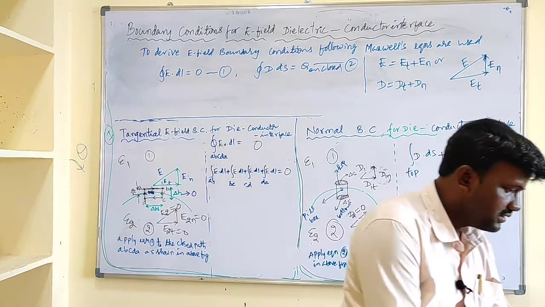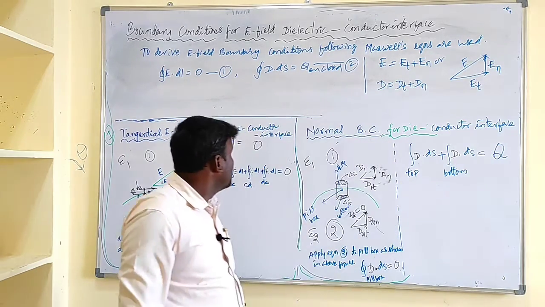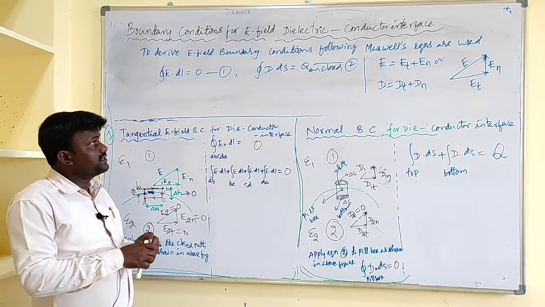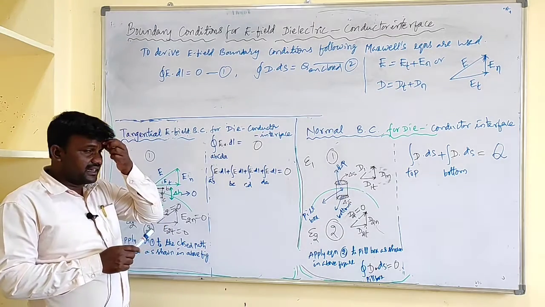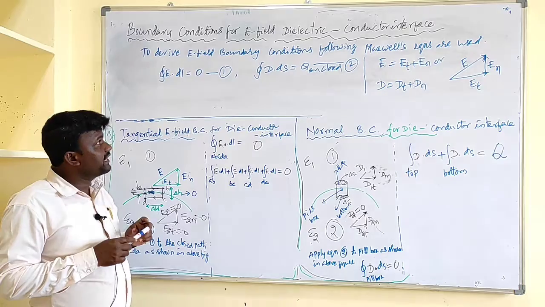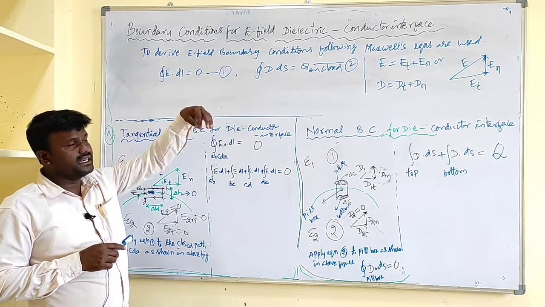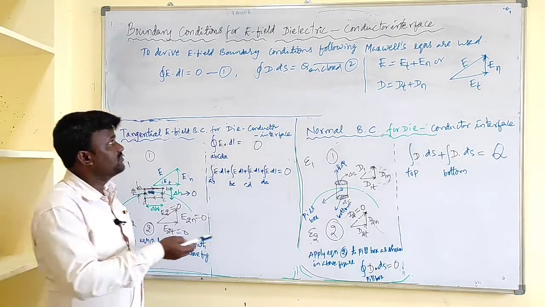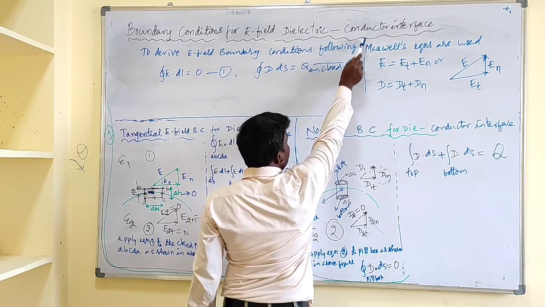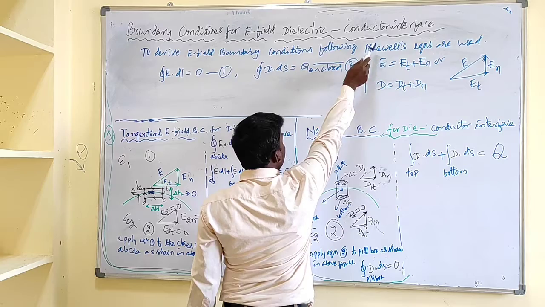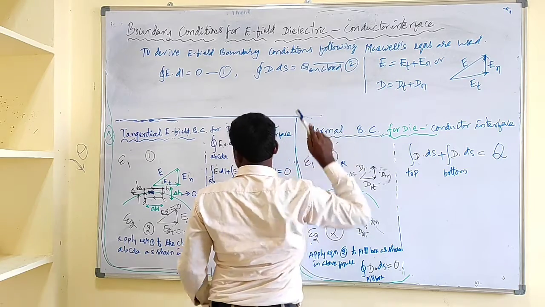In this video lecture, I will derive boundary conditions for the dielectric conductor interface. In the previous session, we derived boundary conditions for the electric field for the dielectric interface. In this case, we changed it to a dielectric conductor. The first medium is dielectric, the second medium is conductor.